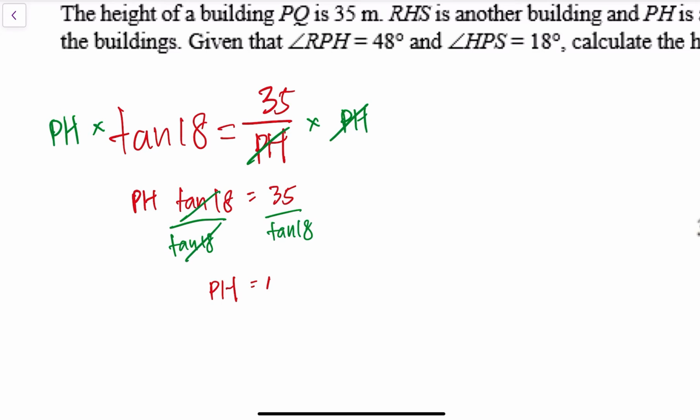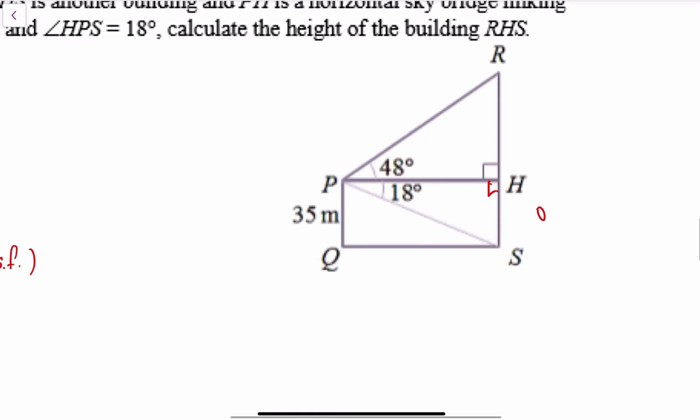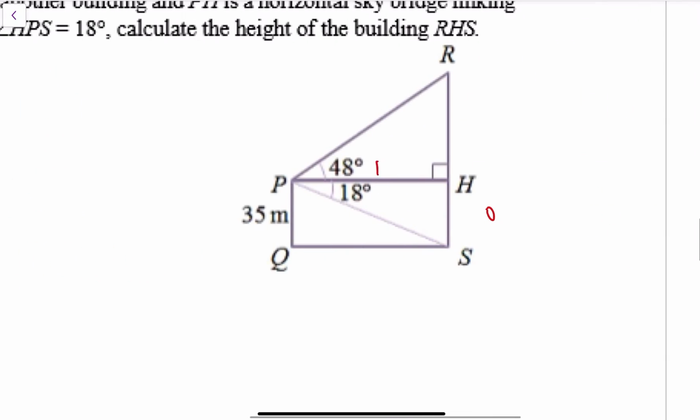which will give us 107.71, 107.72 meter, 5 significant figure. We leave it as 5 SF because it's the intermediate working. So this is 107.72 meter.